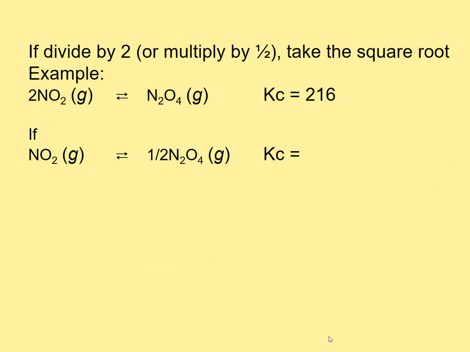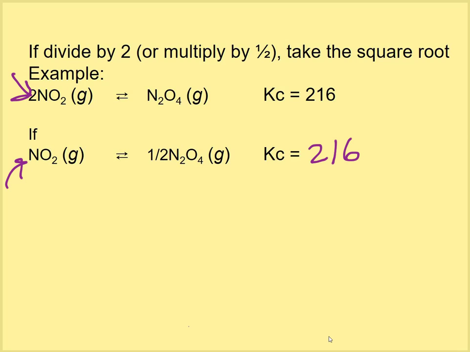Just like if I multiply by 2, I would want to square it. If I divide by 2 or multiply by half, then I would take the square root. In my first example, it's a 2-to-1 ratio. If I were instead to have a 1-to-1/2 ratio, this would be 1 mole to 1/2 mole, I would take that 216 and take the square root of that. I would get about 15 for my K. So still favoring the product side, but less strongly.